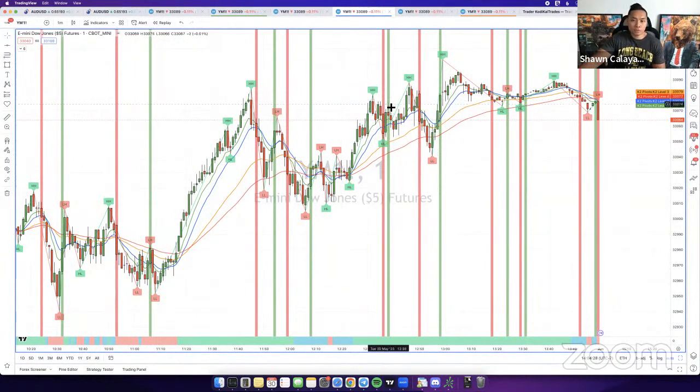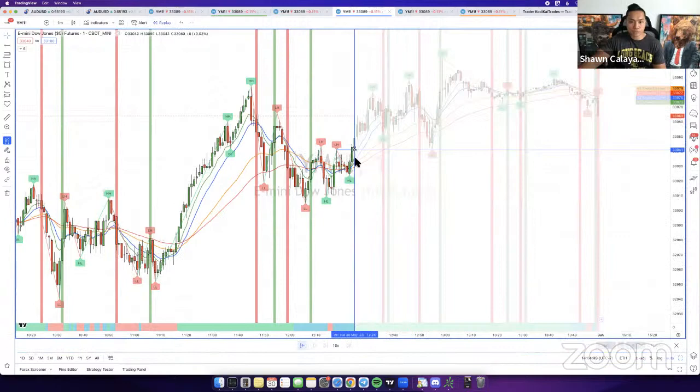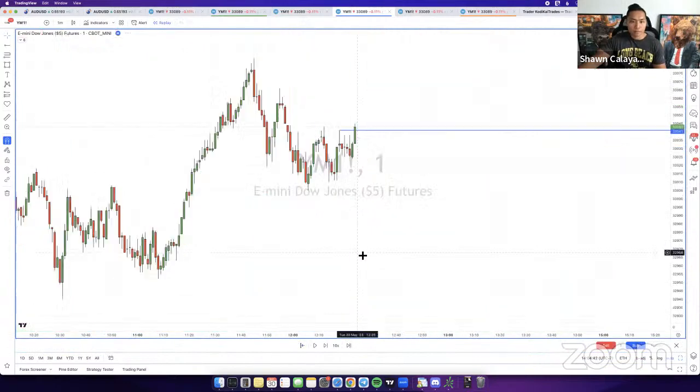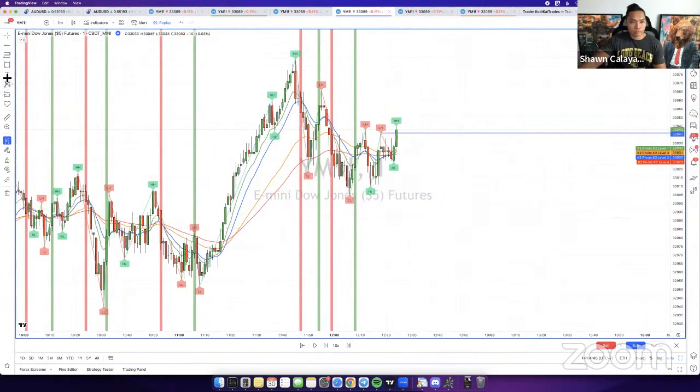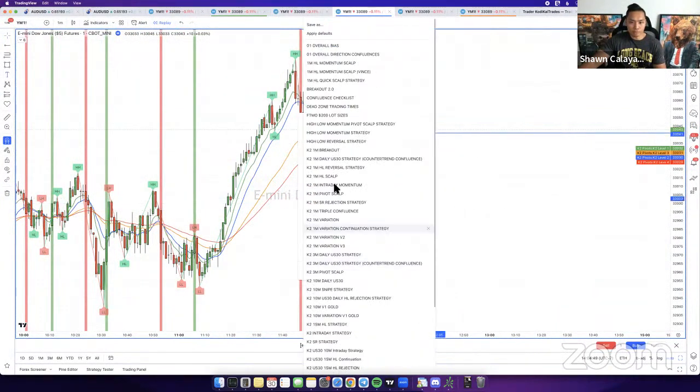So it's going to be hard for me to pull up a really good, perfect example for you, William, because this is later in the session. So I can't necessarily tell you what the bias is. We're just going to assume the bias, but I'm going to show you what the actual entry looks like. Let me put up the criteria over here for a high-low scalp.